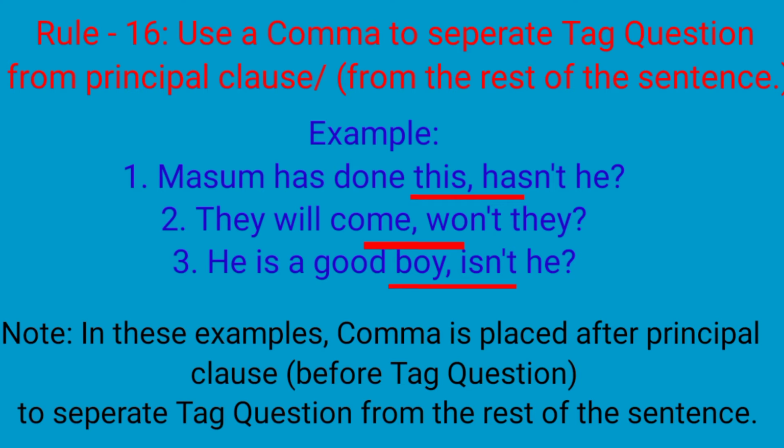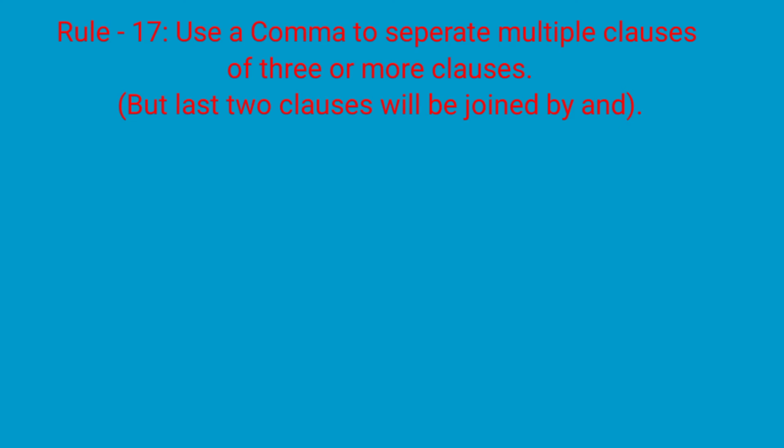Masum has done this is the principal clause. They will come is also a principal clause. He is a good boy is a principal clause, and a comma is used to separate the tag question from the principal clause.